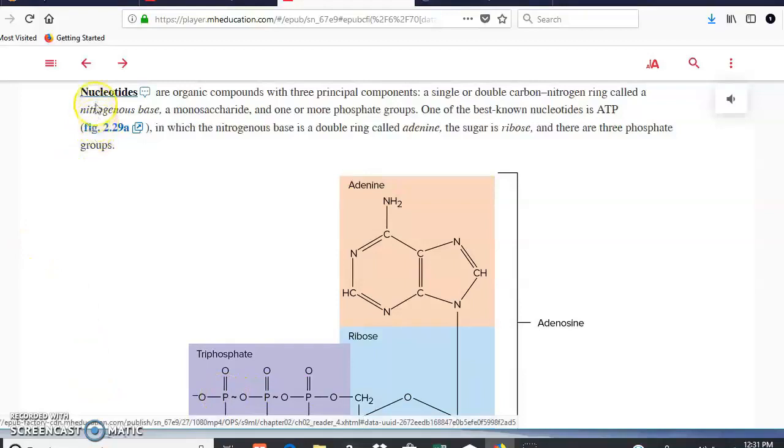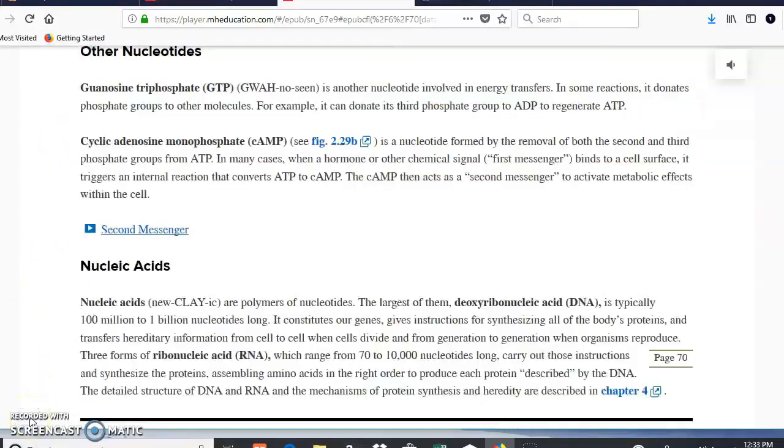Now, another function of nucleotides is to be the main component of nucleic acids. If we scroll down, we can see right here nucleic acids, and the nucleic acids can be DNA as well as RNA. Other types of nucleotides are going to be adenosine triphosphate as well as cyclic adenosine monophosphate.